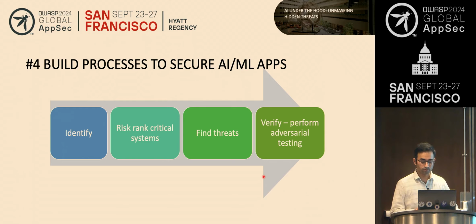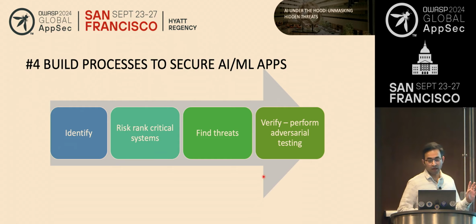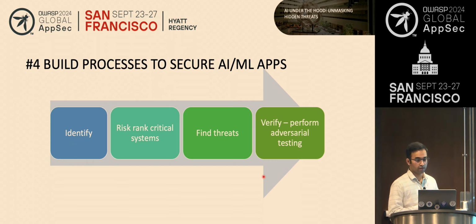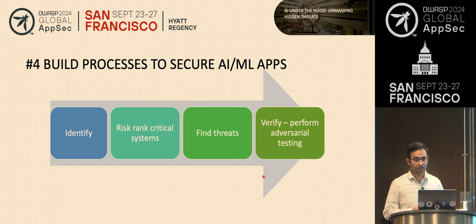configurations. And the third stage would be finding threats. So this is basically security threat modeling of AI applications, and I'll talk about this more further. The final step would be the verification step, wherein the organization can employ teams for performing adversarial testing, some static code analysis, red teaming, etc.